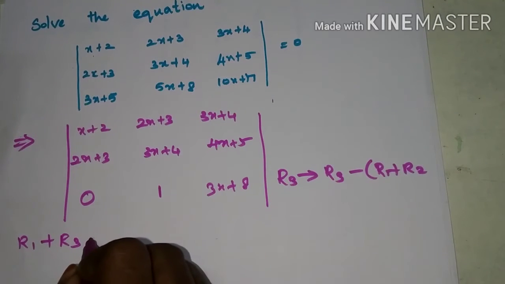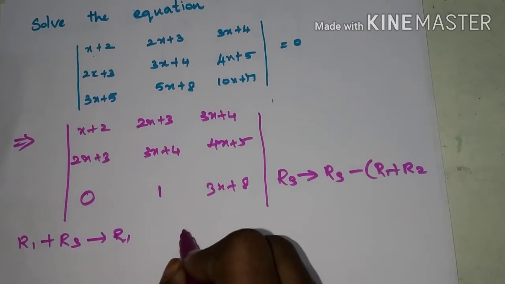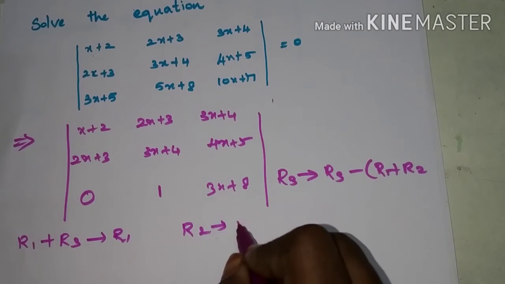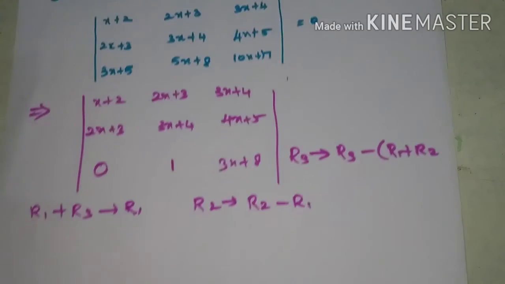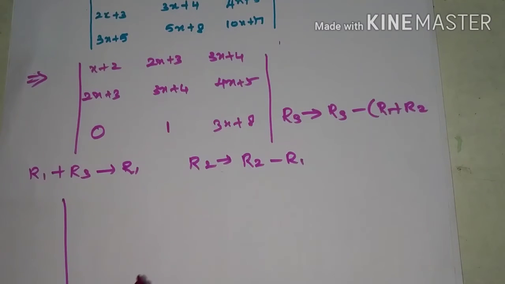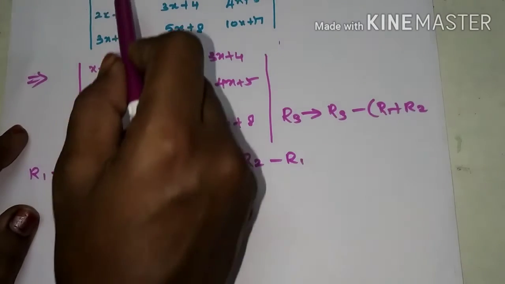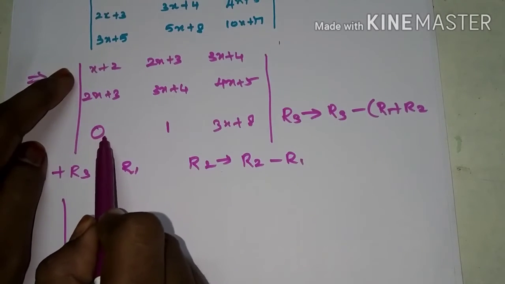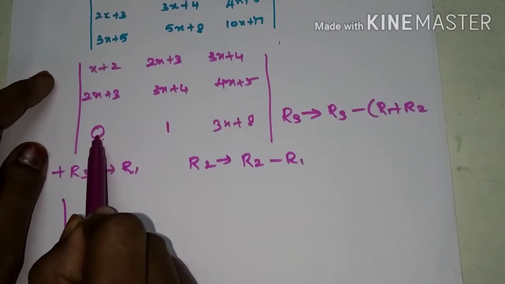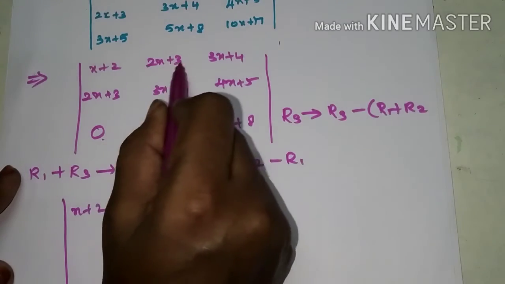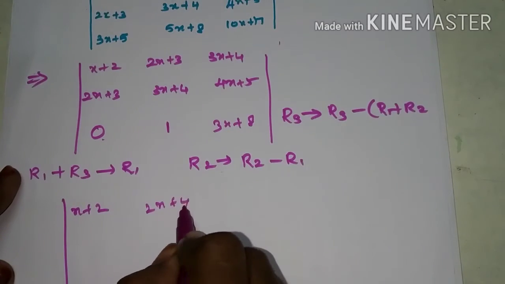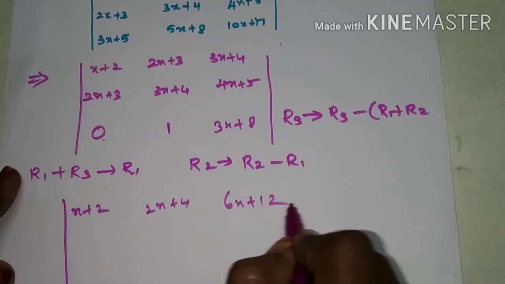Now the next operation is row 1 is added with row 3, and row 2 can be given as row 2 minus row 1. By using both the operations, we can reduce the determinant into the following form. Since row 1 is row 1 plus row 3, this is a new row 3 we have to add with that. So x plus 2 plus 0 will get x plus 2, and 2x plus 3 plus 1 will get 2x plus 4, and we'll get 6x plus 12 value.